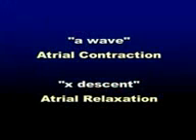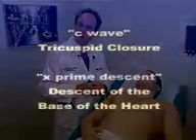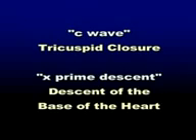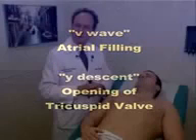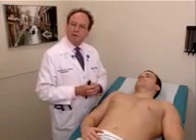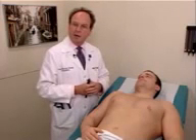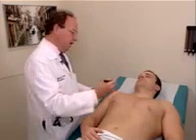You'll remember that the A wave is related to atrial contraction. The X descent is the relaxation of the atria. The C wave is closure of the tricuspid valve. The X prime descent, which is descent to the base of the heart. And the V wave is atrial filling, which culminates with the Y descent, which is when the tricuspid valve opens. Any abnormality of the valves or compliance of the valves or of the ventricle will give you an abnormality of these particular waveforms. So they're really very important to evaluate, and they're done in this manner.